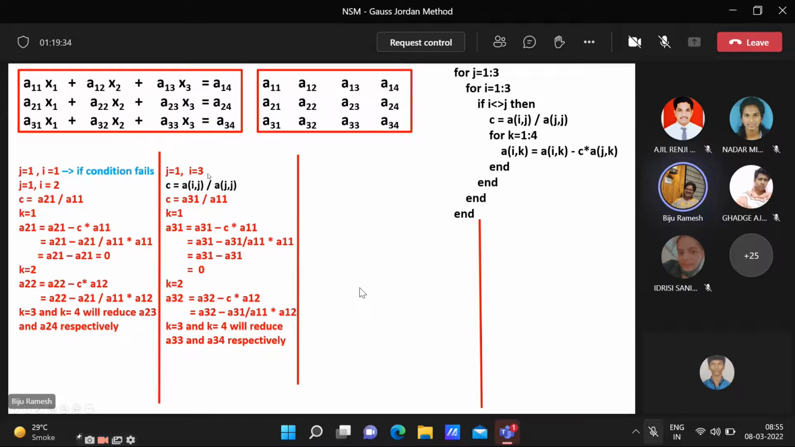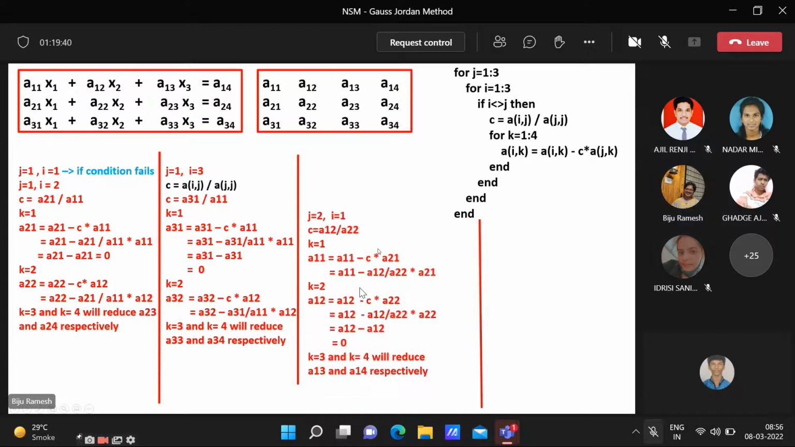Now the condition when you implement I to 4, the condition will fail and j will become 2. So you see j is equal to 2 and again you start from I is equal to 1. The C value will be A12 by A22. So K is equal to 1, something will be calculated. Now, here A12 will be reduced to 0. Again, K is equal to 3 and 4. A13 and A14, some value will be calculated.